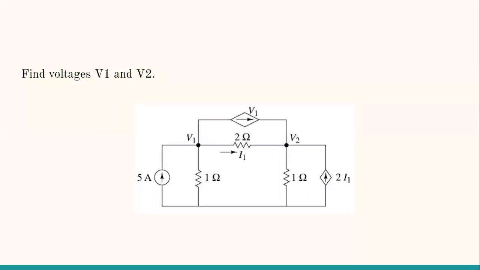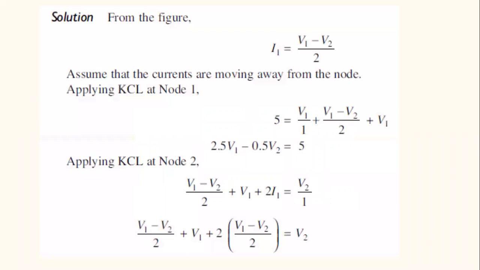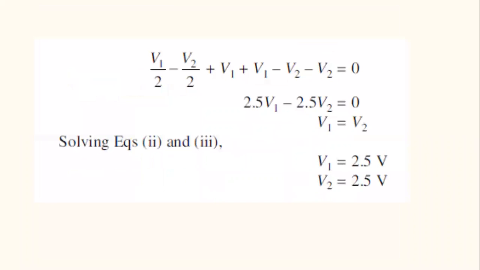As we have seen, we have applied KCL at nodes 1 and 2 of this circuit, and we have got the equations. By applying KCL at node 1, we got the equation 2.5V1 minus 0.5V2 equals 5. And applying KCL at node number 2, we got the equation V1 minus V2 equals 0. If we solve these two equations simultaneously using a calculator, we get V1 equal to 2.5 volt and V2 equal to 2.5 volt.